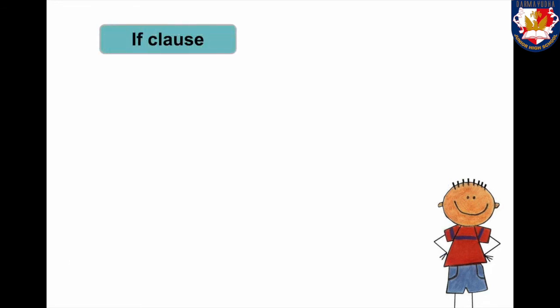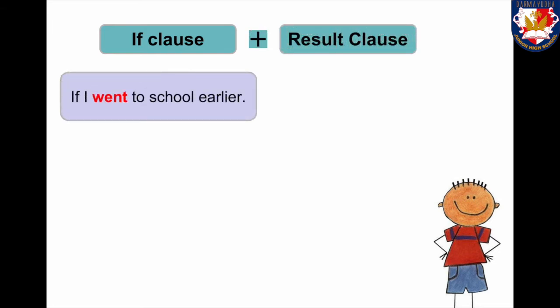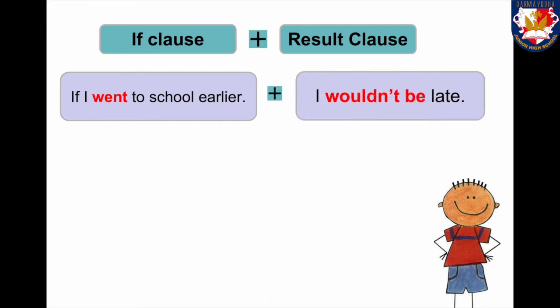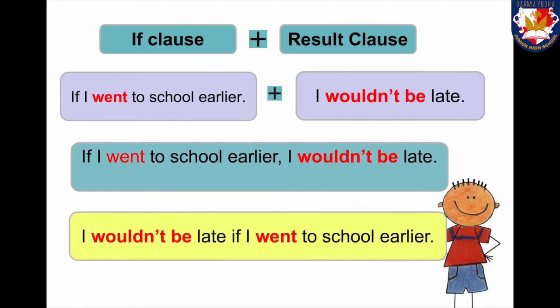Another example, if I went to school earlier, I wouldn't be late. If we combine them both, the sentence becomes, if I went to school earlier, I wouldn't be late. Or, I wouldn't be late if I went to school earlier.